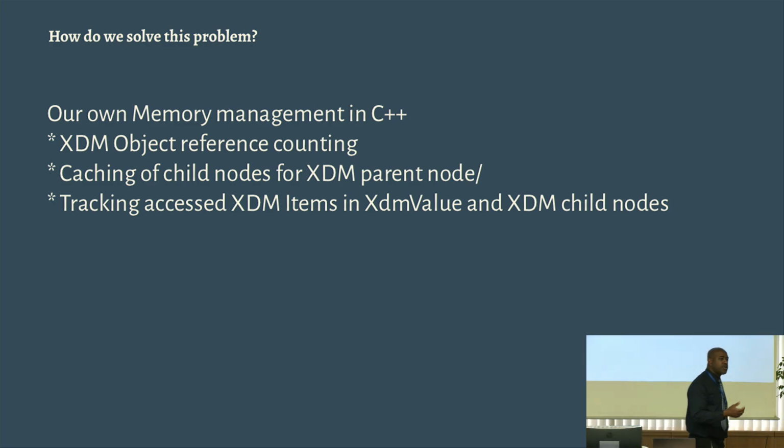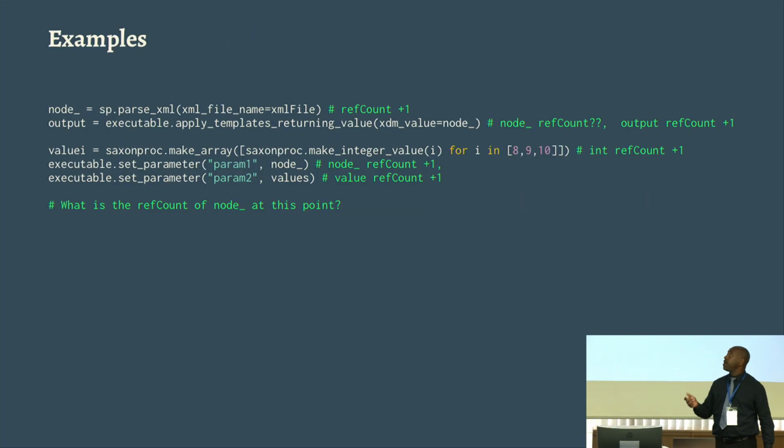So how do we overcome this problem? We have to do our own memory management. And just as Python and PHP are doing, we use our own reference counting of the objects. We can get a bit clever about it and cache child nodes as well, but even that can be complicated, because how do I know that this child node has been passed on to the user? Whose responsibility is it at that point? So we have to track access to these child nodes, XDM items and things, and it can get very complicated.